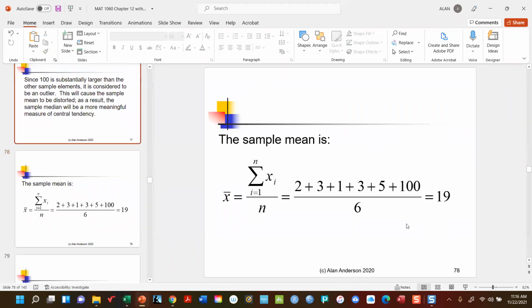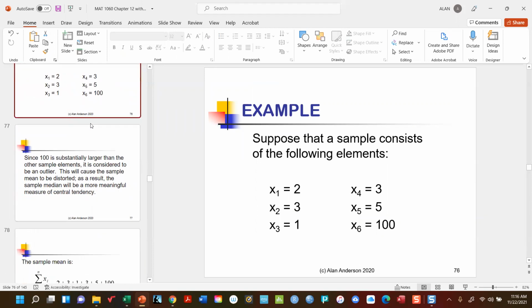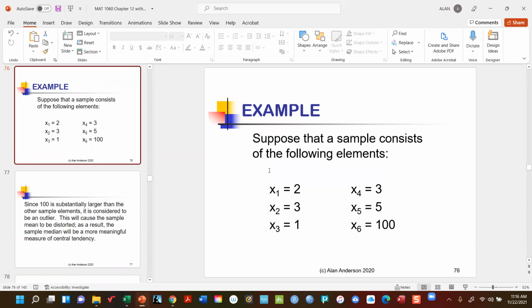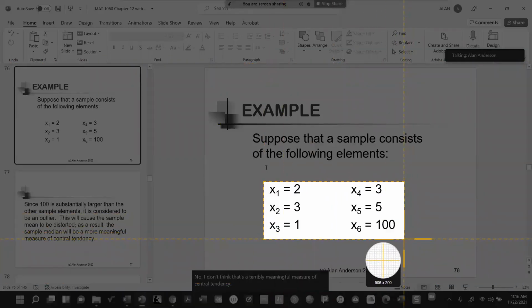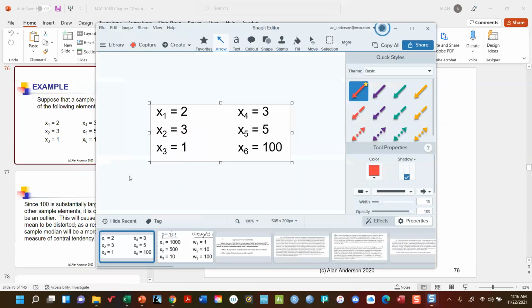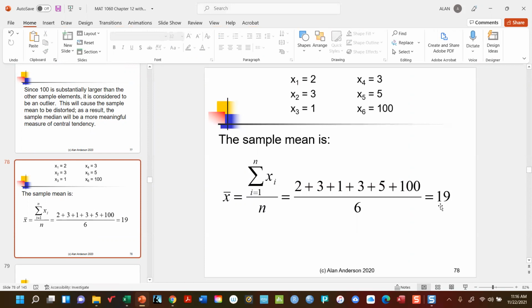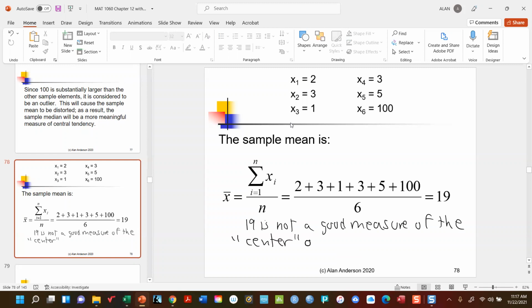Now, you see the average in this group, 2, 3, 1, 3, 5, 100, is 19. Now, I don't think that's a terribly meaningful measure of central tendency because, as you can see, let me just quickly copy this into here so you can see it better. We added these up. The average is 19, but guess what? 19 is larger than all the observations except one. So I think you'll agree that in this case, 19 is not a good measure of the center of the data. It's very deceiving. Let's put it that way.